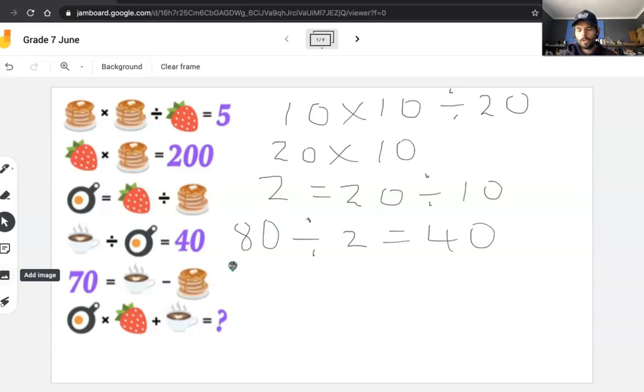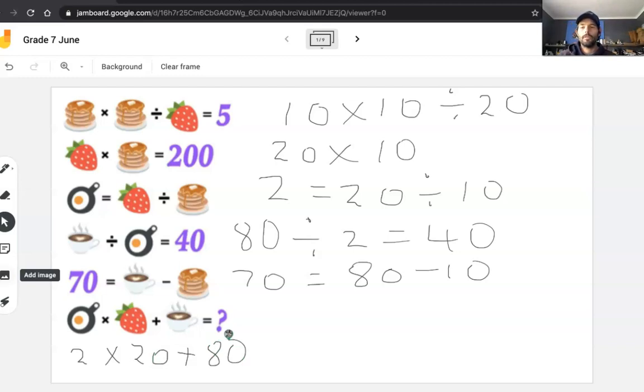And we know that 70 is going to be equal to 80 minus 10. Okay, and then right at the bottom, we know that the egg is 2, the strawberry is 20, and the cup of coffee is going to be 80. So we need to do multiplication first. So 2 times 20 is 40, and 40 plus 80 is equal to 120. Okay, so I hope you guys worked through that and you remembered the order of operations. Divide before multiply. Addition comes after both divide and multiply. And yeah, I hope you guys worked that out.